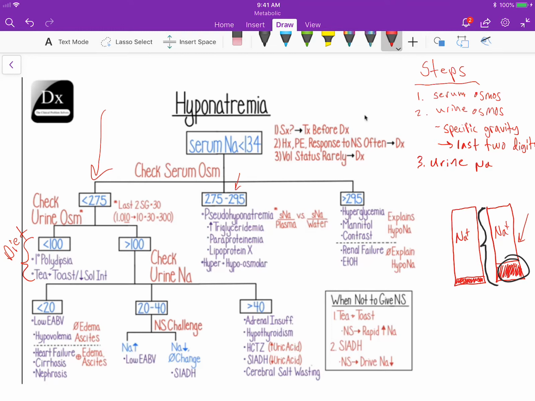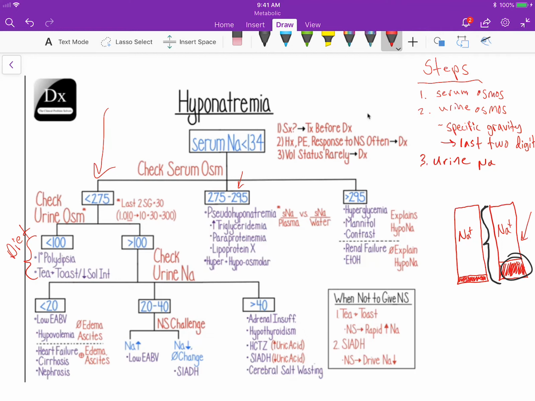Now we checked the serum osmolarity, then we checked the urine osmolarity. We see that the urine osmolarity is in fact high. This is abnormal. Next thing we do is go to step 3. We check the urine sodium. Okay, now I'm going to move from left to right. So we check the urine sodium and we see that the urine sodium is in fact low.